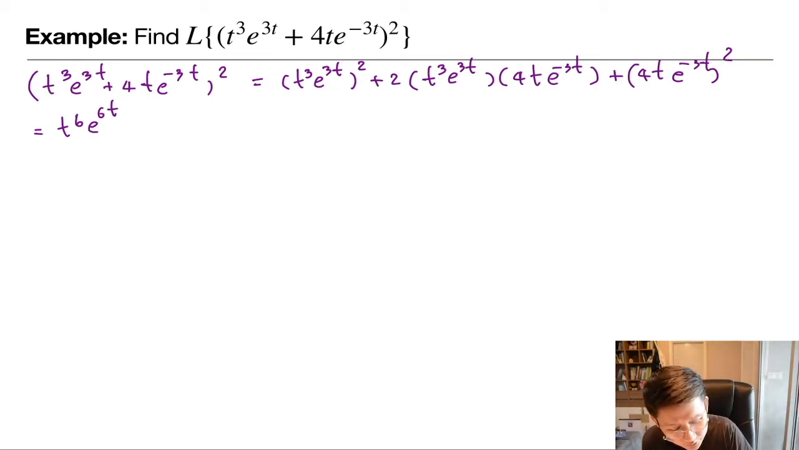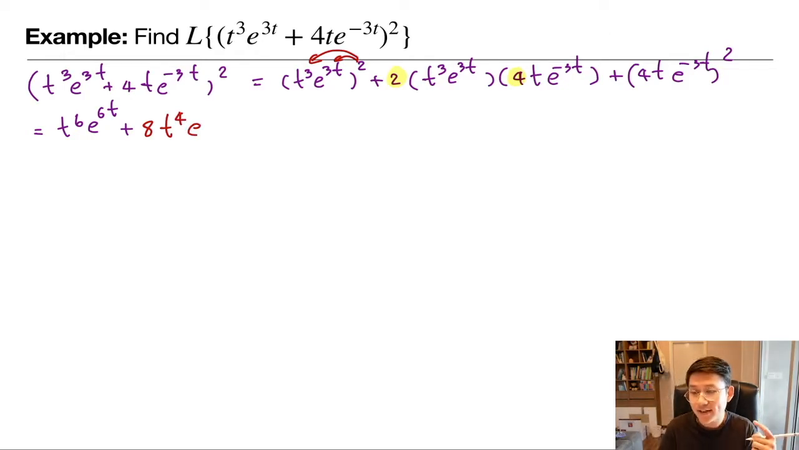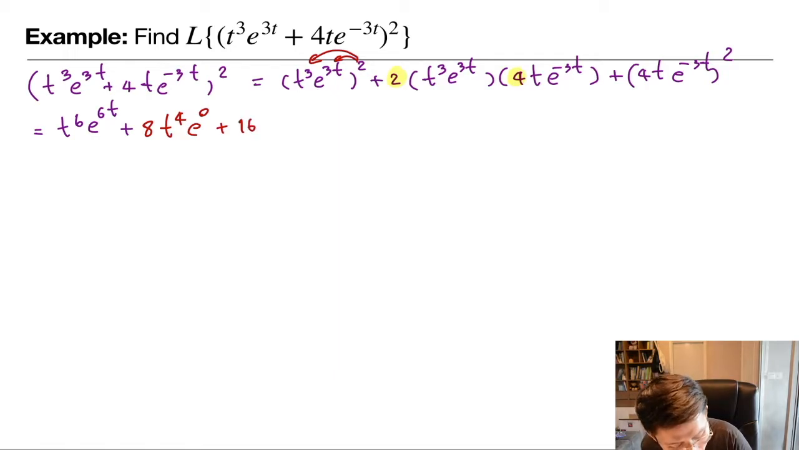You basically distribute the square into the parentheses. Okay, and here you would get 2 and 4, you get 8, right? 8 t to the 4 e to the 0. Okay, you get 8 t to the 4 e to the 0, and then you plus 4 squared is 16 t squared e to the minus 6t.